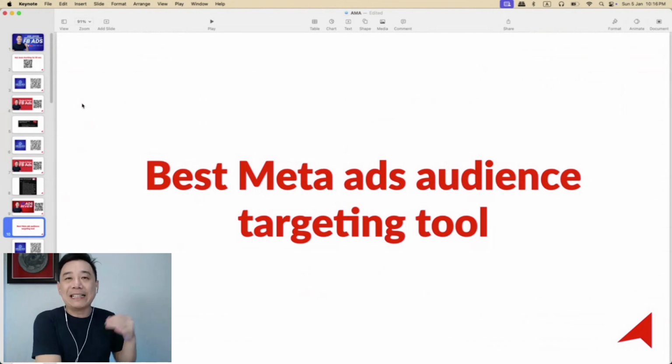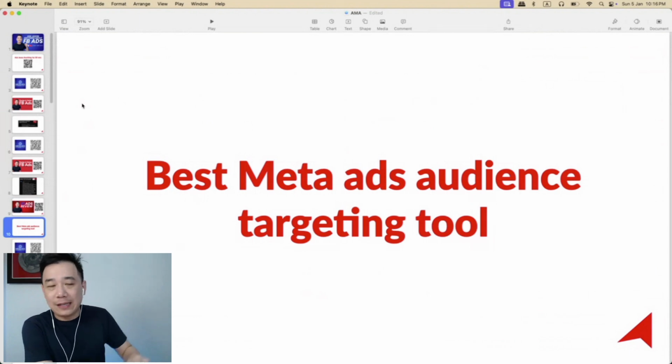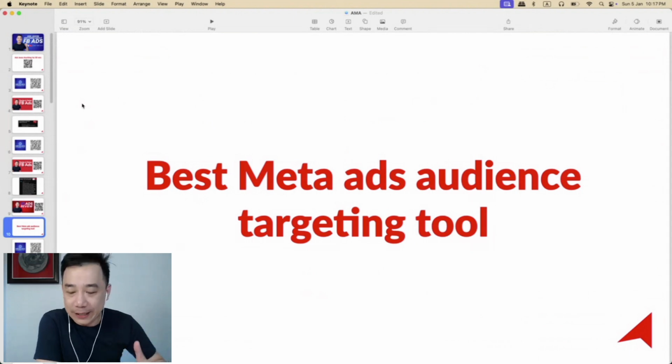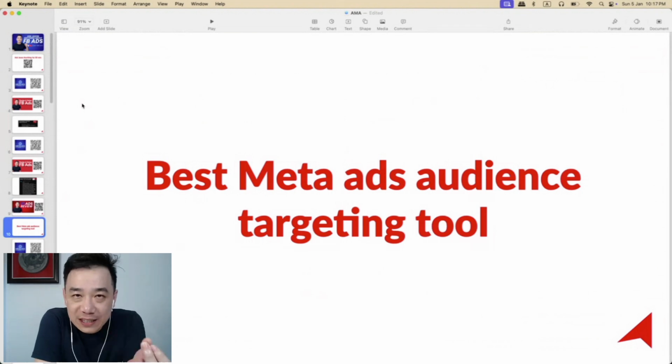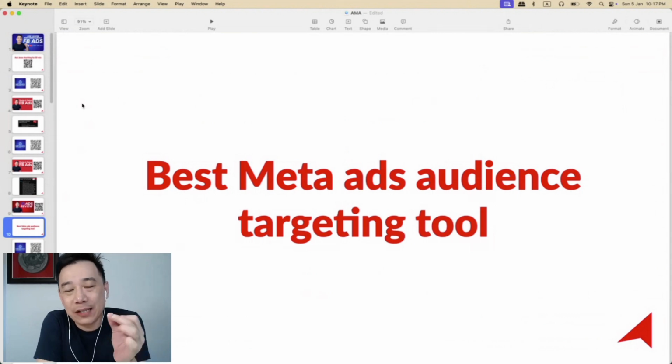Meta Ads is now intent-based advertising. It's not just about what you sell, it's about who are the people who are interested in buying. So the idea is this: when you are launching an ad, you've got to be really clear to explain what you sell in the ad itself.